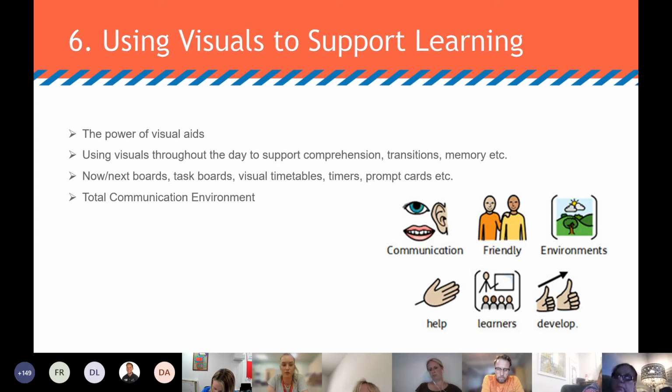So we'll be going through, some of you might be familiar with now next boards, task boards, visual timetables, and we'll be going through how you can differentiate these for learners at different levels. And this all forms part of creating a total communication environment.